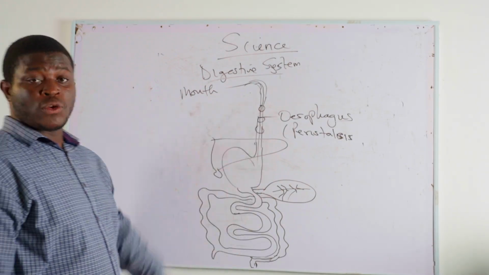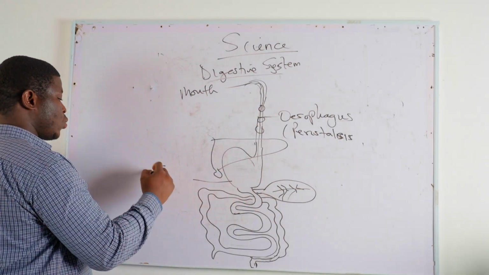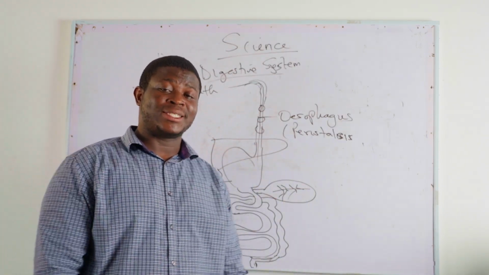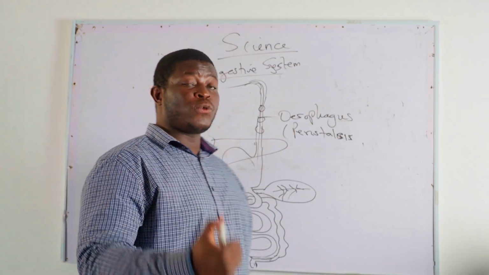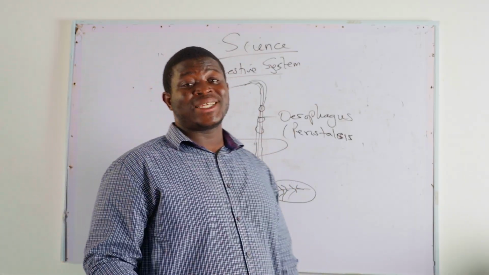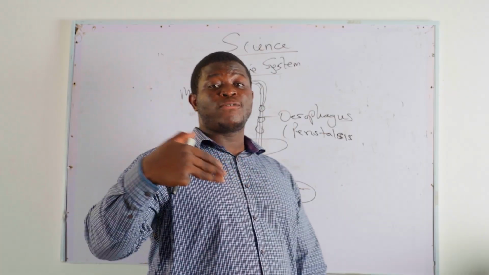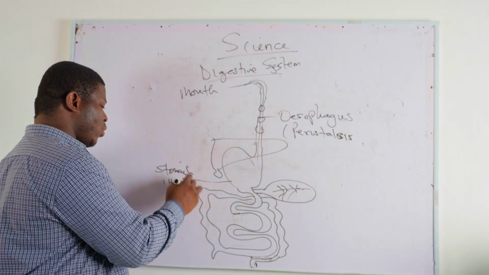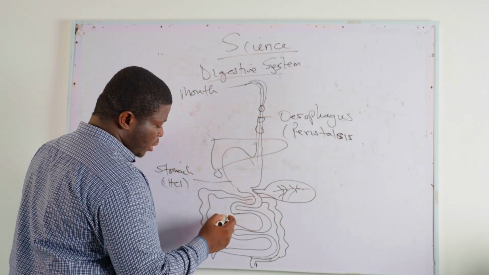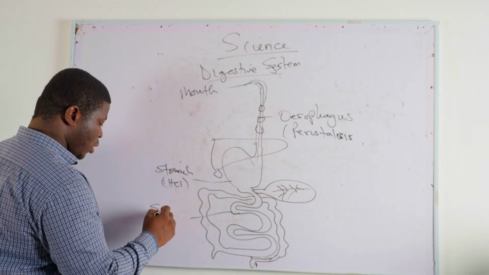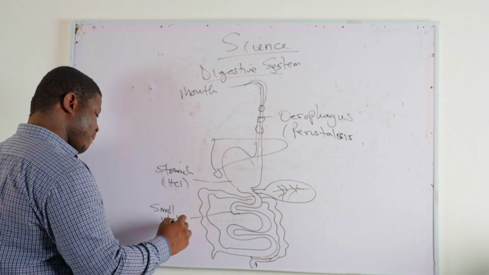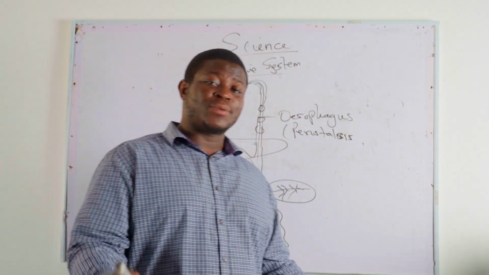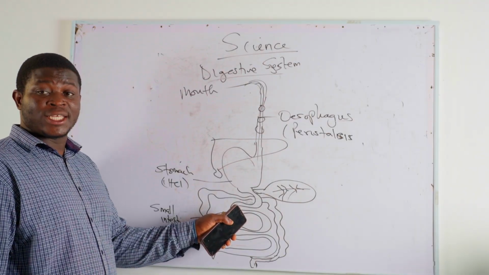Now, from the esophagus, the food moves into the stomach. We know that the stomach contains HCl, hydrochloric acid, which helps to digest food. Any food that enters the stomach, the hydrochloric acid is able to work on it and help the food to digest. And then from the stomach, after the hydrochloric acid has worked on it, the food moves into the small intestine. In the small intestine is where most of the food nutrients are absorbed. So 90% of food nutrients is absorbed in the small intestine.